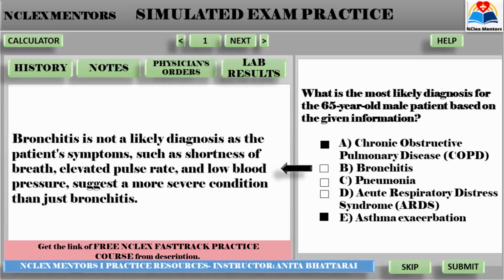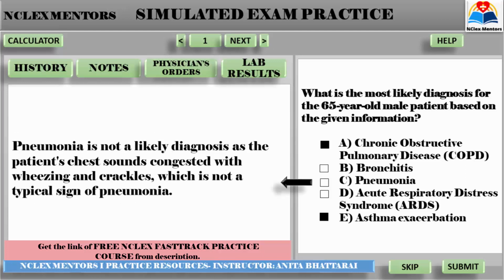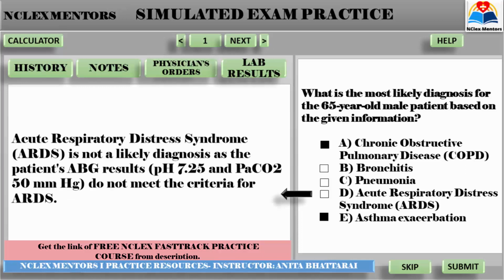B. Bronchitis is not a likely diagnosis as the patient's symptoms, such as shortness of breath, elevated pulse rate, and low blood pressure, suggest a more severe condition than just bronchitis. C. Pneumonia is not a likely diagnosis as the patient's chest sounds congested with wheezing and crackles, which is not a typical sign of pneumonia. D. Acute respiratory distress syndrome, or ARDS, is not a likely diagnosis as the patient's ABG results, pH 7.25 and PaCO2 50, do not meet the criteria for ARDS.